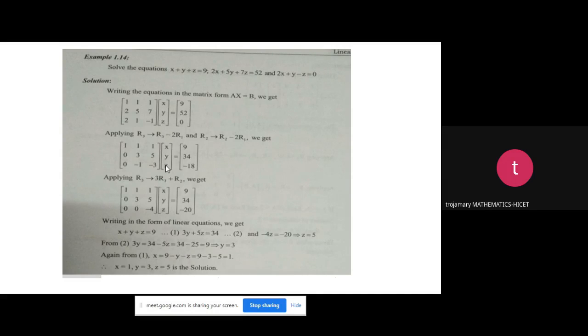So from this, z is equal to 5. Then from the second row, 3y plus 5z is equal to 34, correct? Already you found z equal to 5. So substituting for z, we get 3y equal to 34 minus 25, I mean 3y equal to 9. So y equal to 3. Then from the first row, we get x plus y plus z equal to 9. Already you found z equal to 5 and y equal to 3. Substituting all those values, we get x equal to 1. Therefore, x equal to 1, y equal to 3, z equal to 5 is the solution. Is it clear? So this is solving a system of equations using the matrix method.